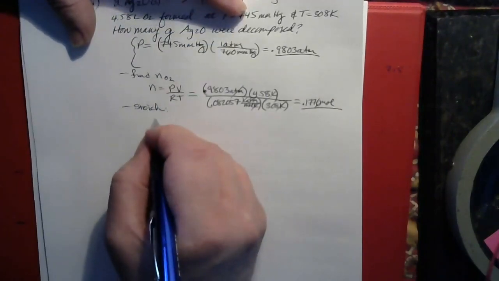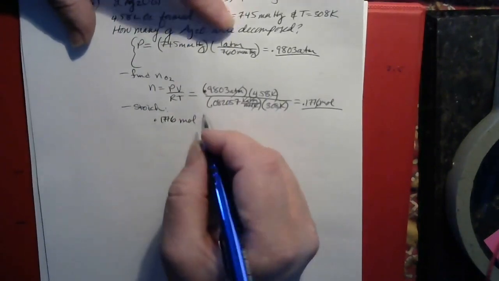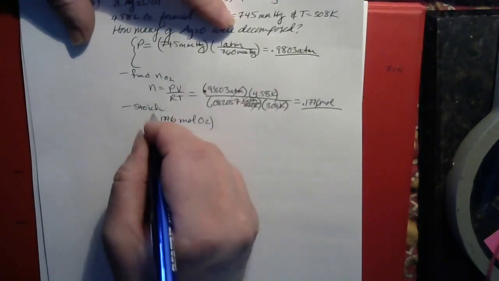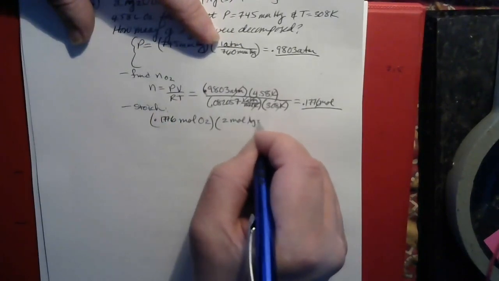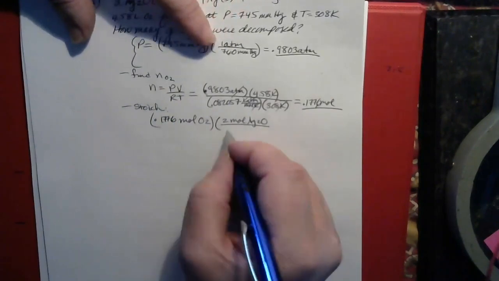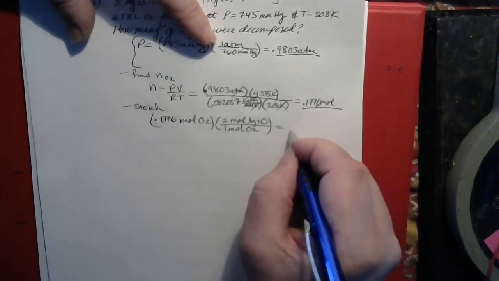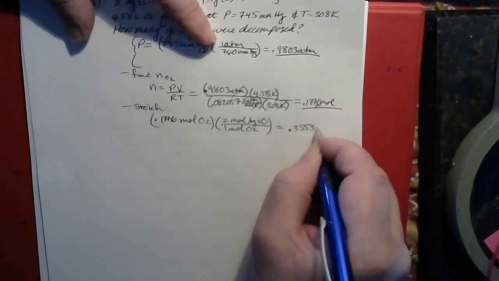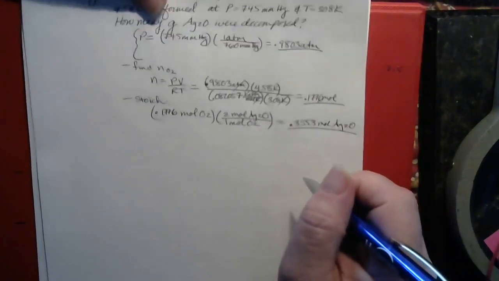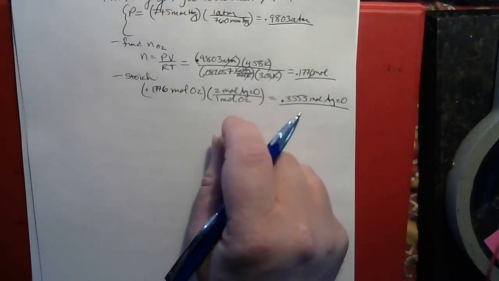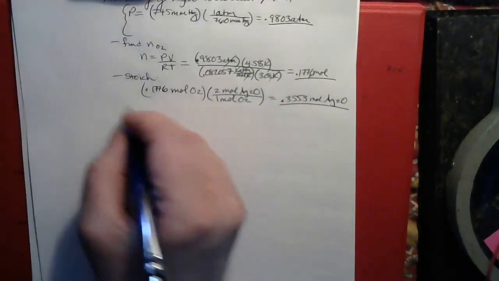Now we can use the stoichiometry now that we have numbers of moles. 0.1776 moles of oxygen. And the equation tells us that we had 2 moles of silver oxide decomposing for every 1 mole of O2 that's generated. And so that means that we must have decomposed 0.3553 moles of silver oxide.